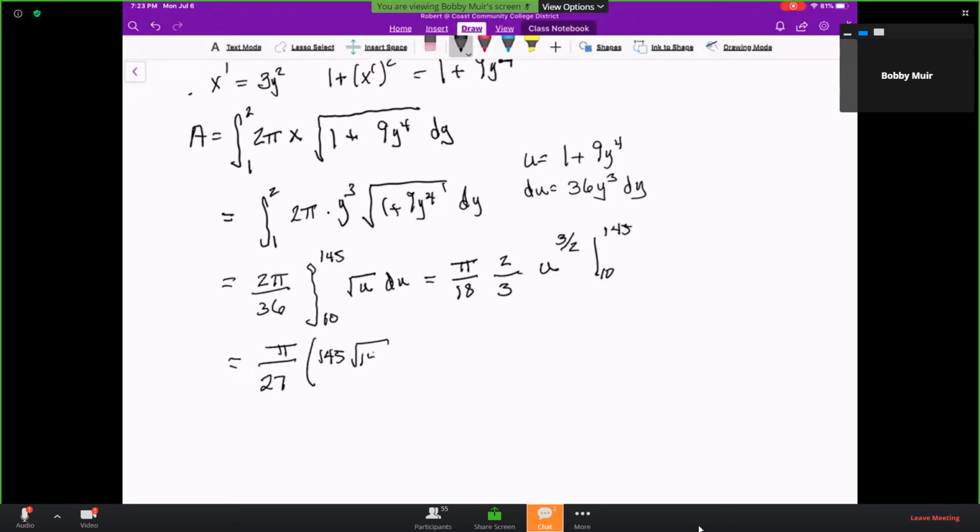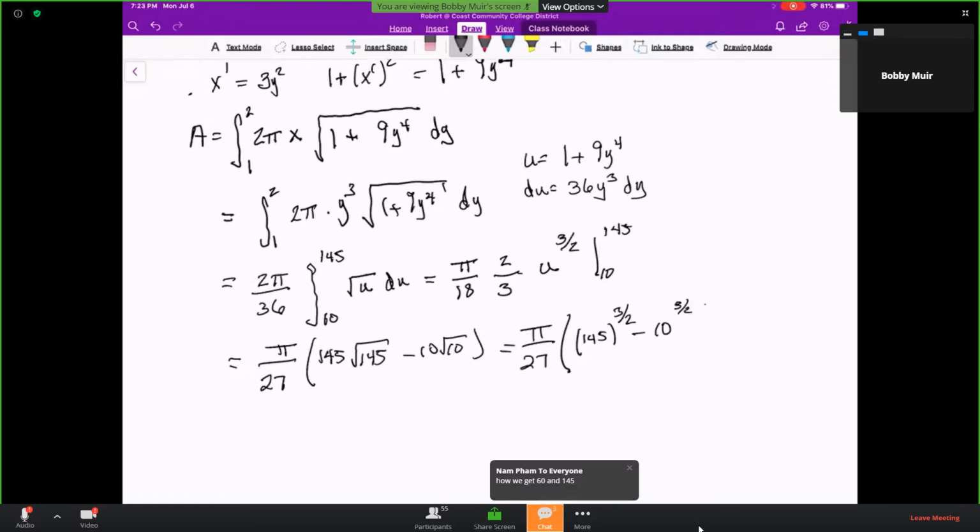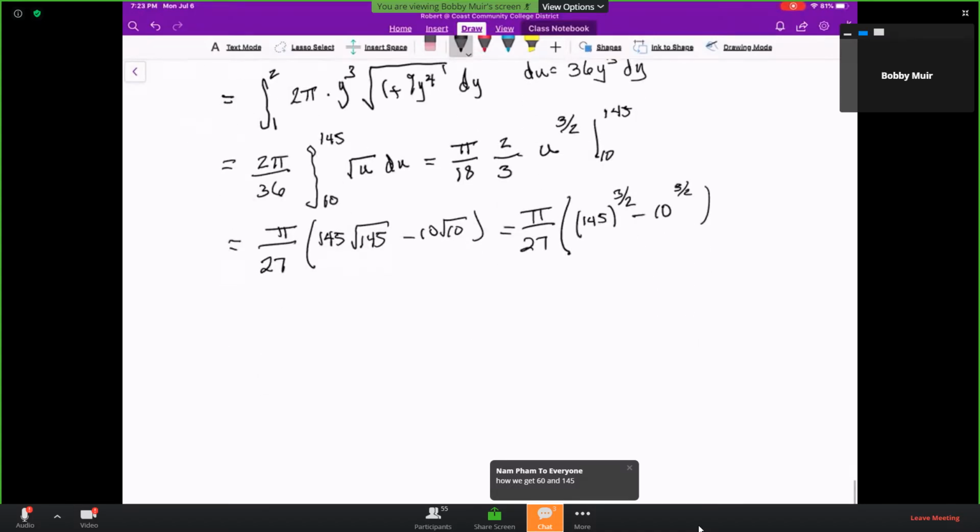radical 145. This is how your book writes these things down. Minus 10 radical 10. Like, even I started doing it, but it's 145 to the 3/2 power minus 10 to the 3/2 power. Okay, so now let's do it with a dx integral.